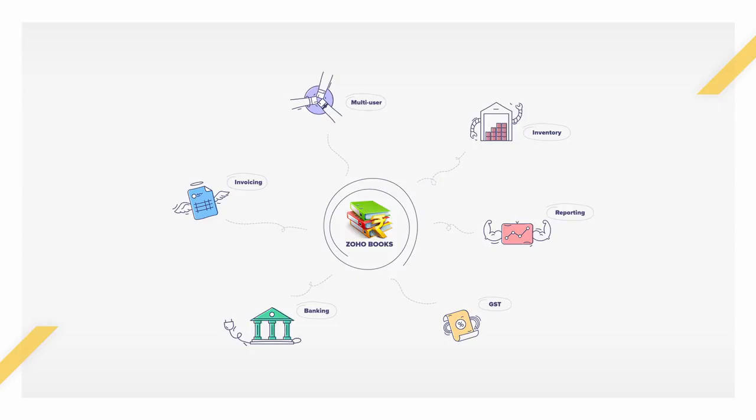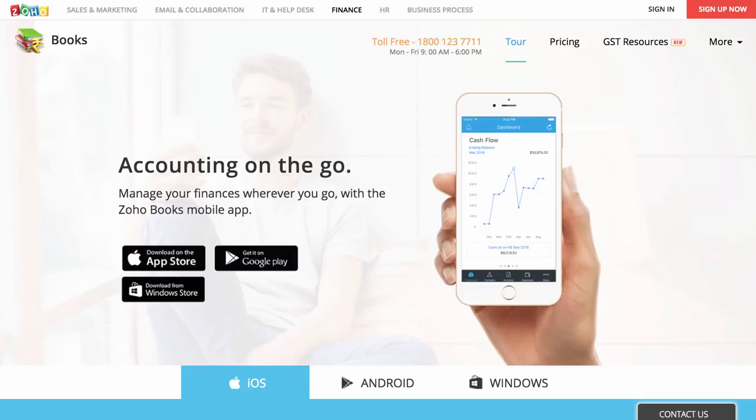Zoho Books is a GST-ready accounting software that lets you send invoices, reconcile bank transactions, track inventory, generate reports, and file your GST return effortlessly. You can access Zoho Books from your browser and also from your mobile phone. You can download the app from the respective app stores.